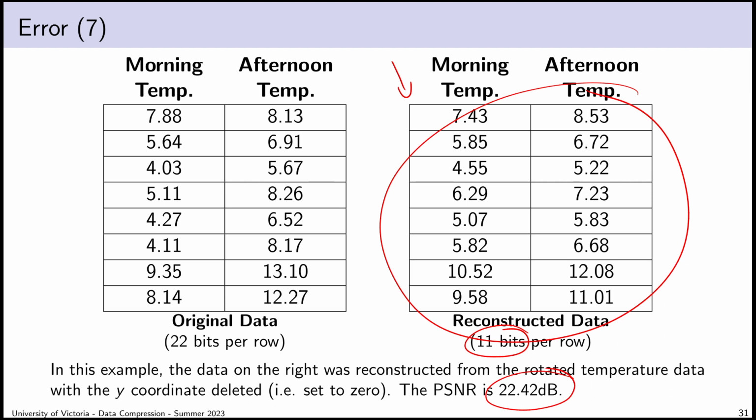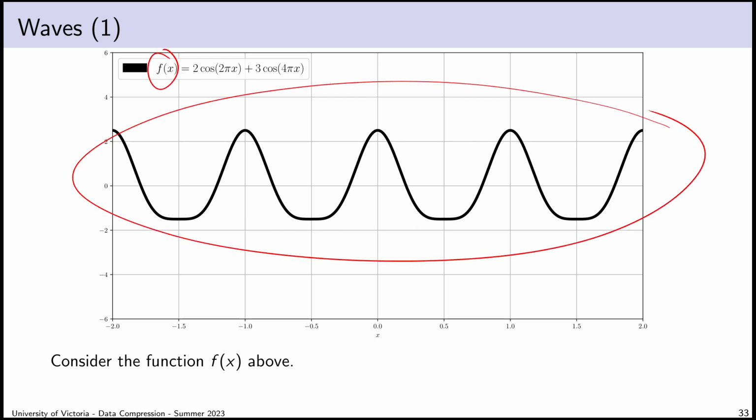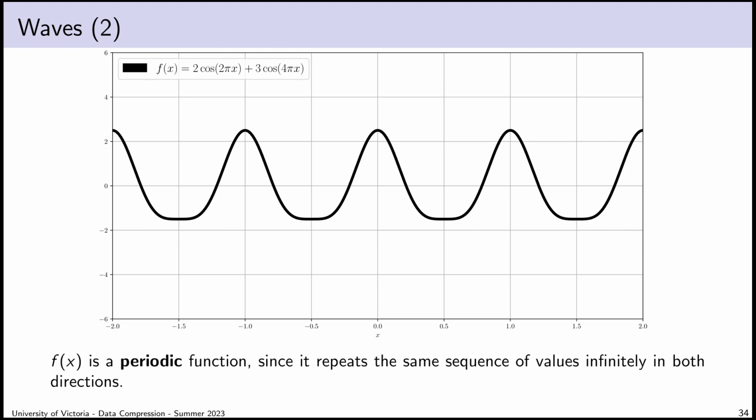Now, before I get to the DCT, one more thing we have to talk about is waveforms, signals. So consider this function f of x. You might notice it looks sort of like a wave, and that's because it is a linear combination of two cosine waves. It is a periodic function because I can chop it up: if I take this segment of it here, it turns out that this segment repeats infinitely. It just keeps repeating in both directions off to infinity. So f is a periodic function. Not every periodic function is as easy to identify as this one, but this is definitely a periodic function.